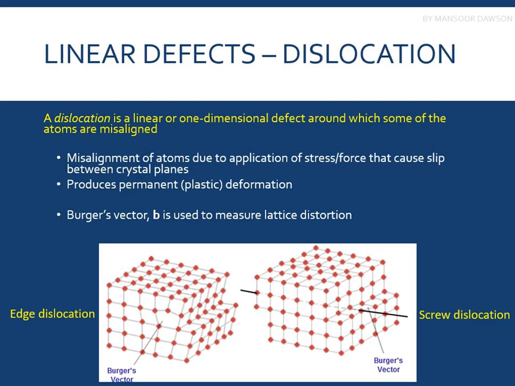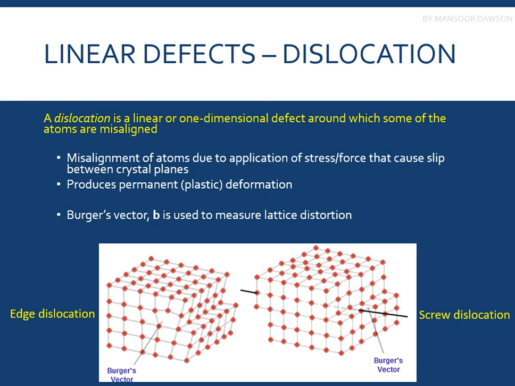Then we have linear defects, or we can say dislocations. We discussed point defects. Now we are discussing linear defects, which are usually caused by a dislocation. A dislocation is a linear or one-dimensional defect around which some of the atoms are misaligned. Misalignment of atoms due to the application of a stress force causes slip between crystal planes and produces permanent plastic deformation. Burgers vector B is used to measure the lattice distortion.